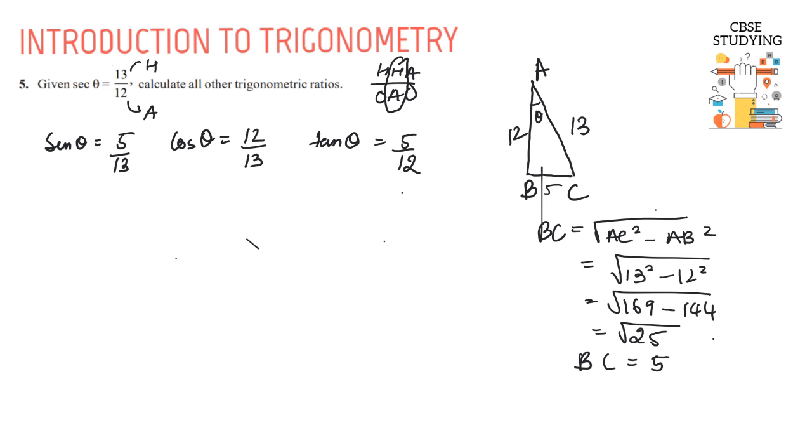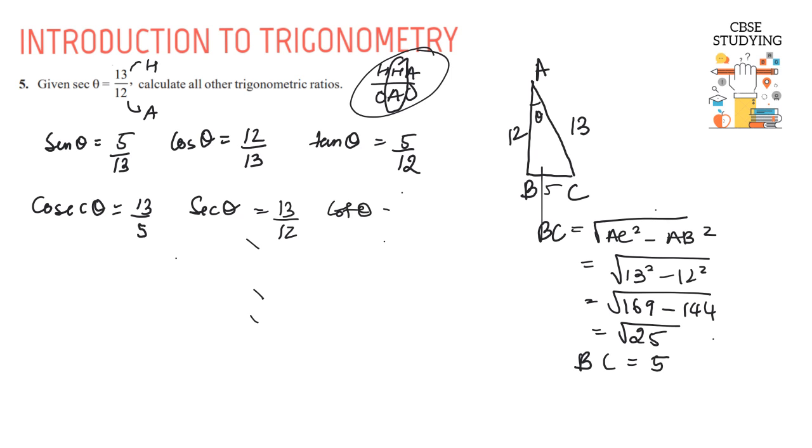Now to do the other three ratios, you don't even need to remember this formula. Simply reverse these. So cosec theta is also 1 by sin theta. That means cosec theta becomes 13 by 5. Sec theta is also 1 by cos theta. So it becomes equal to 13 by 12. And cot theta is also the reverse of tan theta. So this becomes equal to 12 by 5. Very simple. Don't need to do any complication.